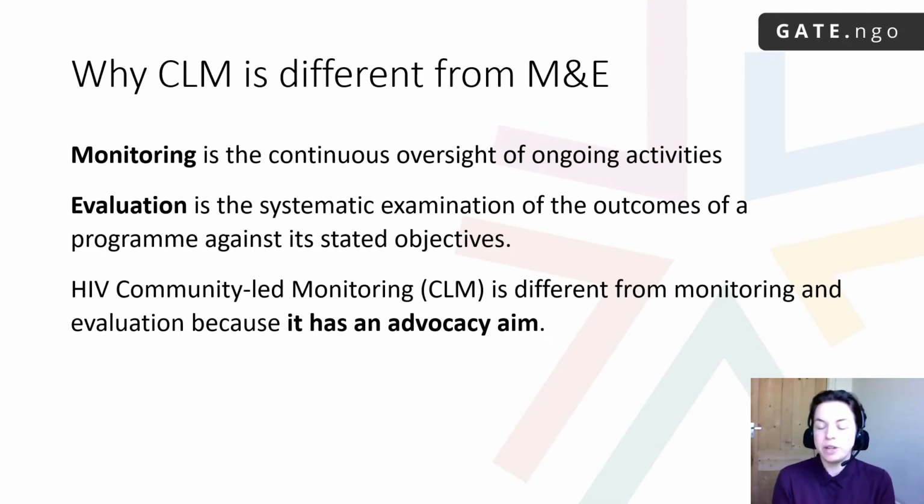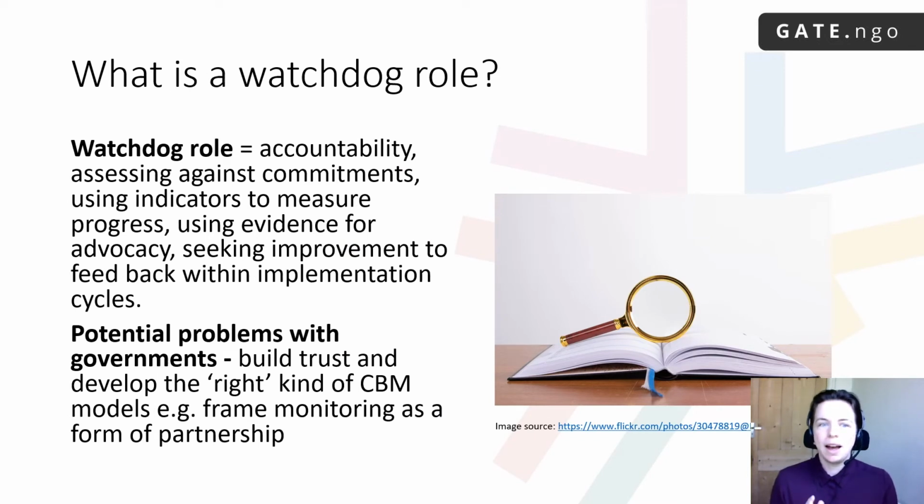Where community-led monitoring differs is that this usually has an advocacy aim, and the data collected is there to provide evidence for advocacy and aiming to make a change. And to define what a watchdog role is, I feel this is important before moving on to the rest of the content of this course. This can be described as a role which focuses on accountability. It's about assessing against commitments and using evidence for advocacy, but it's seeking to improve feedback within implementation cycles and hold duty bearers or power holders to account.